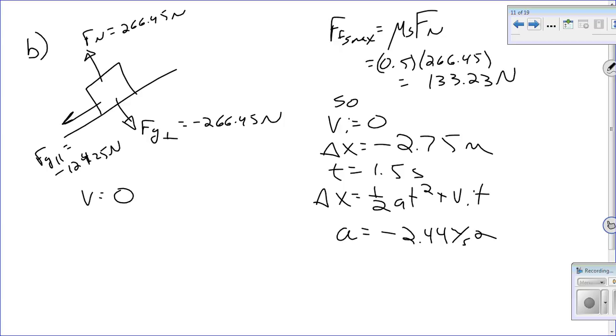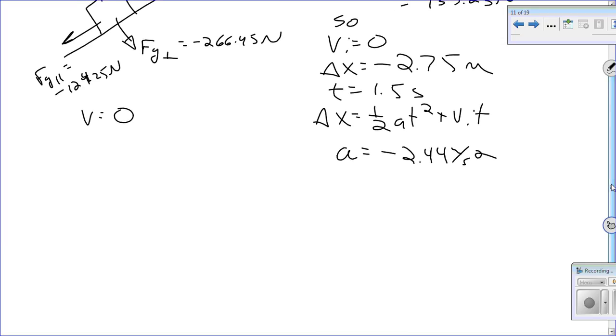Everybody good up to there? All right. So we just found the acceleration. What should we do? Multiply by the mass to find the net force. Good. That needs to be knee jerk. Oh, I got the acceleration, what's the net force? Or, oh, I got the net force, what's the acceleration?